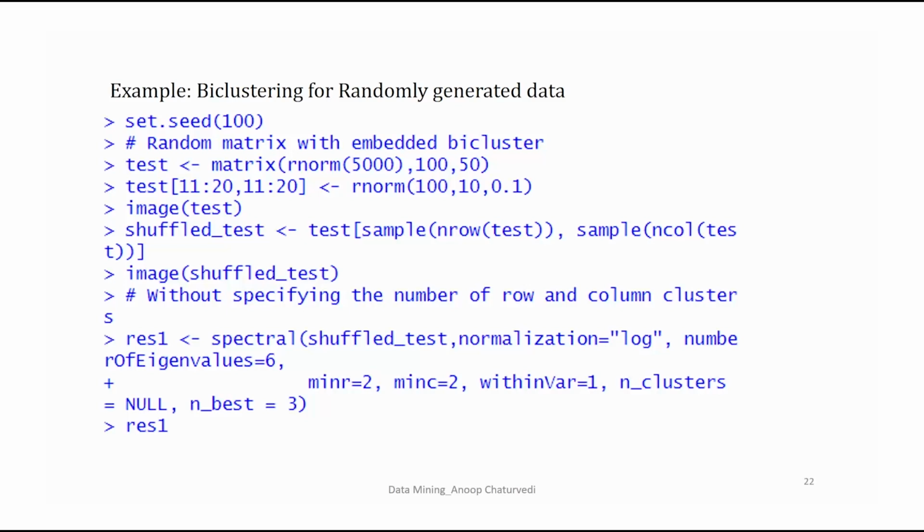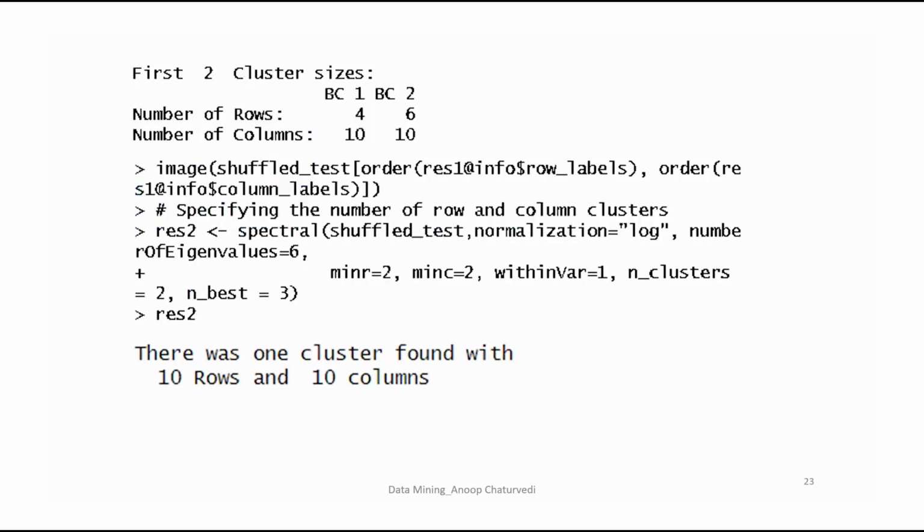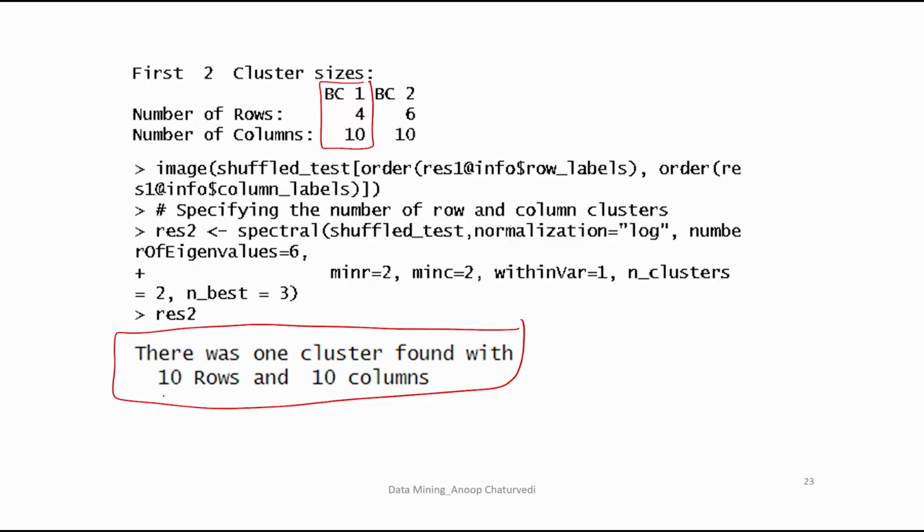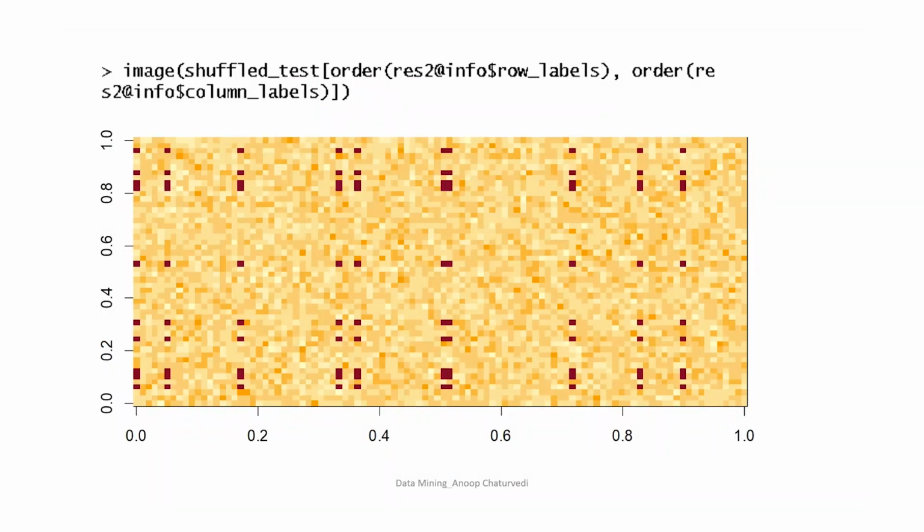So, here we have considered an example in which we have applied biclustering for randomly generated data, and we have generated data from the normal distribution, and the first two cluster sizes are these. In bicluster 1, you have 4 rows and 10 columns. In bicluster 2, you have 6 rows and 10 columns. And then we shuffle the data, and ultimately we arrange the bicluster as one cluster which has 10 rows and 10 columns. Now, here is the heat map.